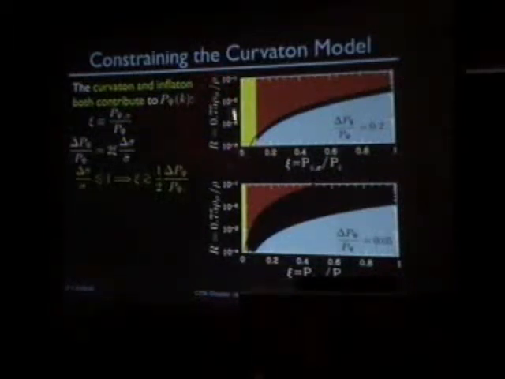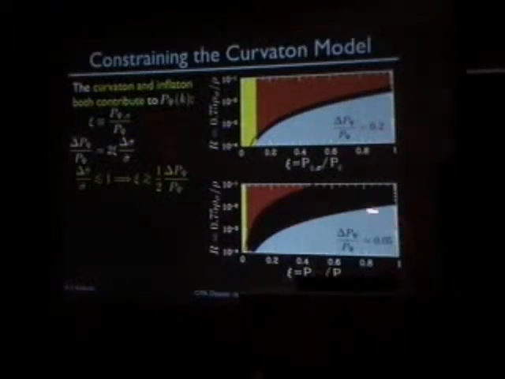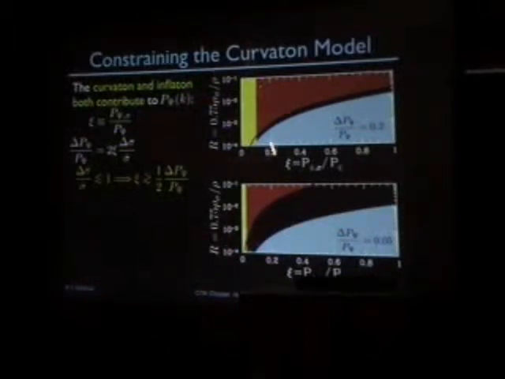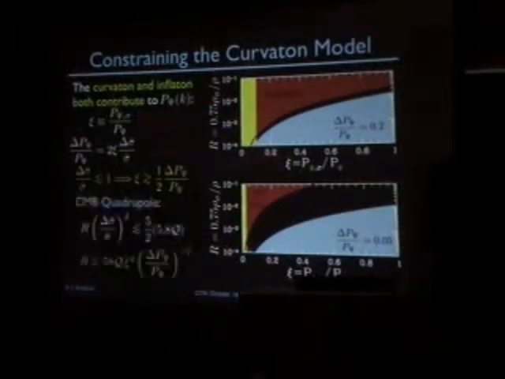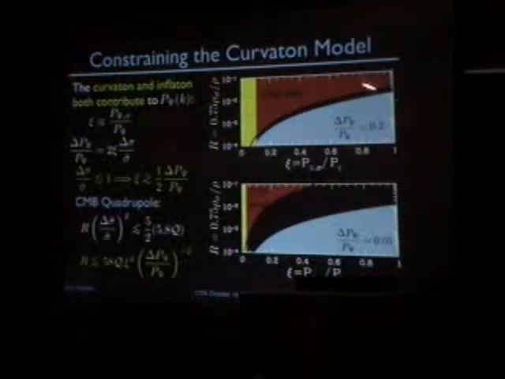So here I've plotted R and C, our two parameters, for two different fiducial values of the power asymmetry. The 20% that we want to explain, and for comparison, a smaller asymmetry, 5%. So the yellow is excluded by this simple lower bound. The red is excluded by the quadrupole constraint I mentioned before.